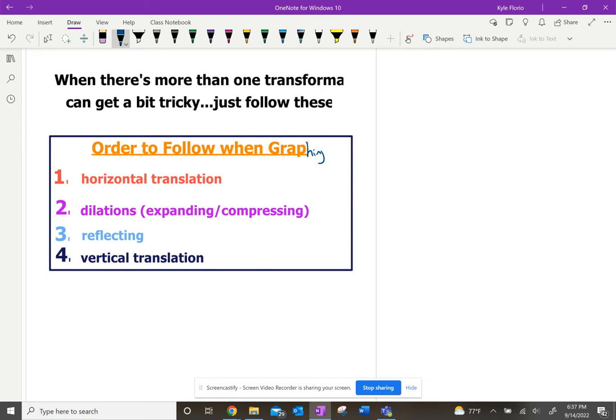But we're going to do horizontal translations first, then our dilations, then our reflections, and then our vertical translations. So we'll do our left and right first, up and down last, remember that, and then your scaling and your reflecting in the middle.